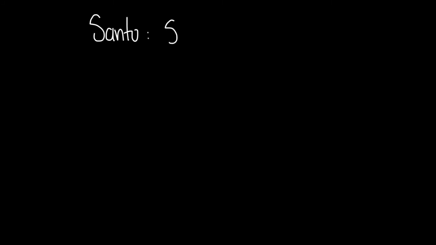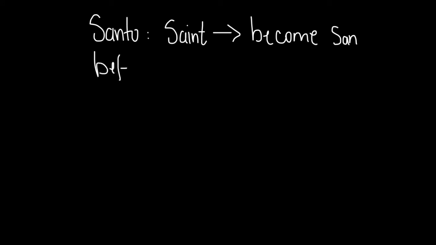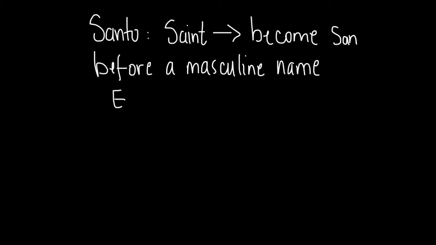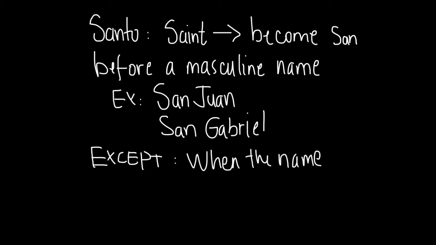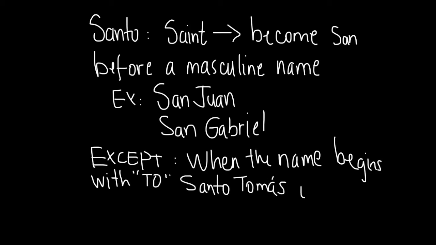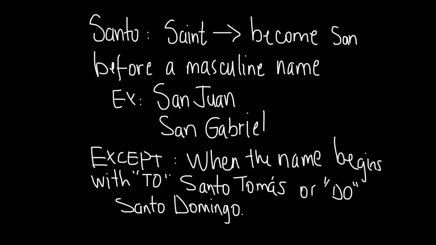And lastly, the word santo, which means saint, also has a spelling change. It becomes san when it is placed before a masculine noun. So for example, if I want to say Saint John, it will be San Juan, or Saint Gabriel, it would be San Gabriel. Now, there is an exception. When the name begins with To, such as Tomás, or Do, such as Domingo, then there is no spelling change. So, Saint Thomas, it will be Santo Tomás.